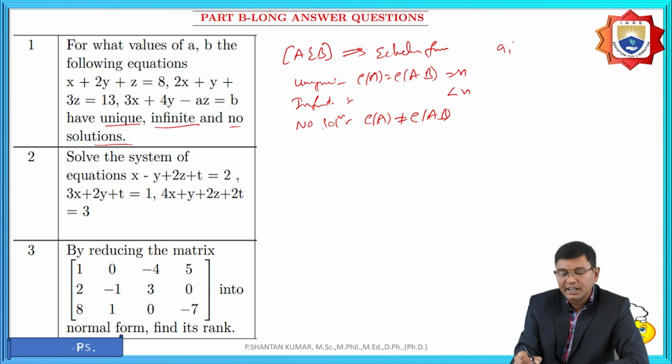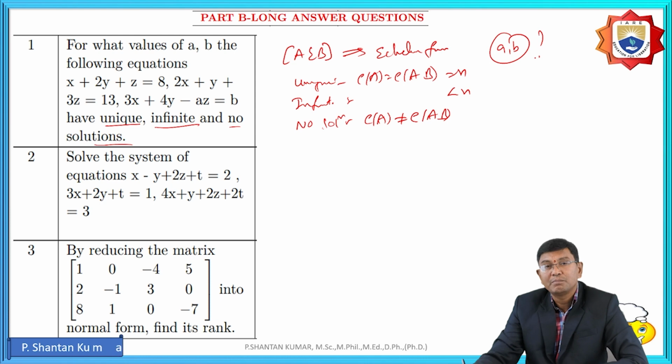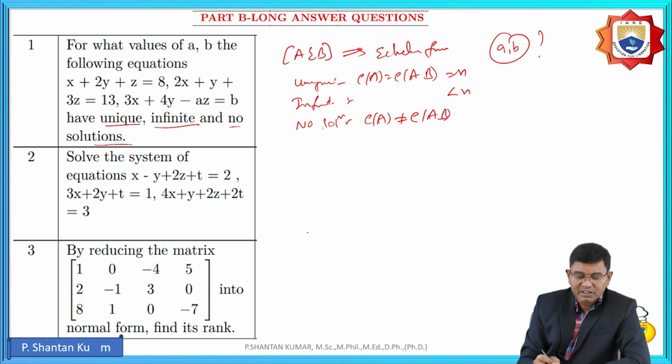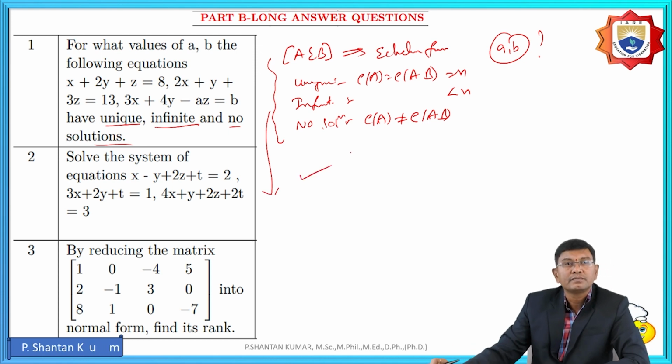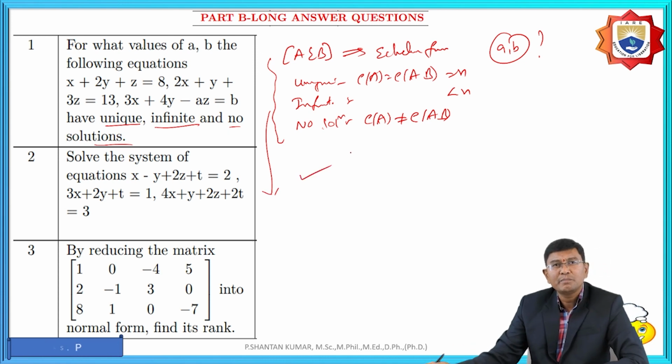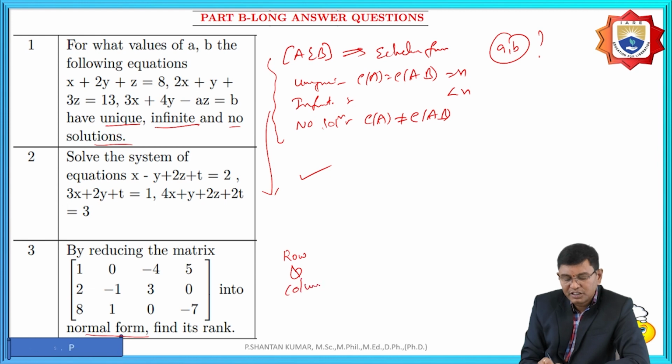When the conditions are a, b, find for what values of a, b, based upon these three conditions, we need to find the solutions. The second one is to solve the system of equations, which is nothing but the same conditions as before. Next, the third one is to reduce the matrix into normal form. The normal form is nothing but applying row and column operations, as in the previous 10th problem.